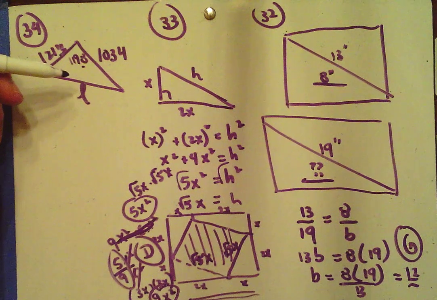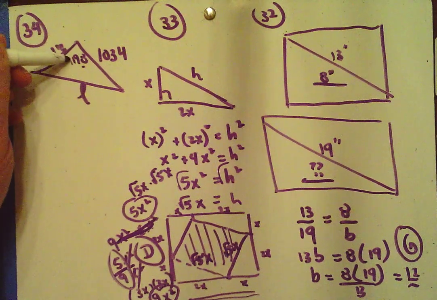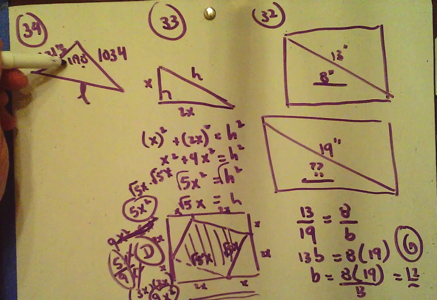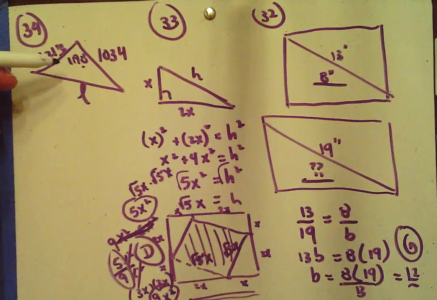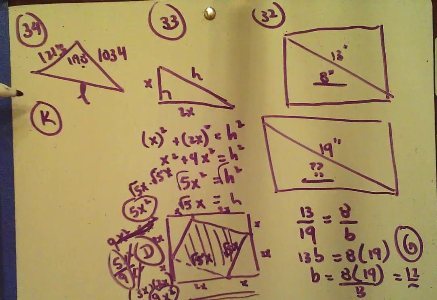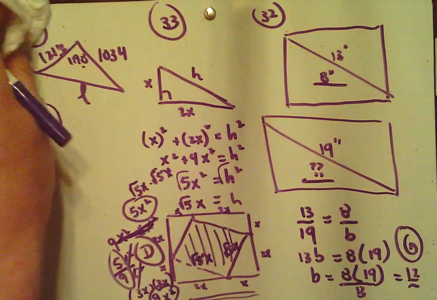The ratios of the sides of a 30, 60, 90 and the 45, 45, 90 won't help me because this isn't one of those angles. This isn't 45, 45, 90 or 30, 60, 90. And so I'm left with law of cosines. Now, they don't ask me to use the law of cosines. They just asked me to identify that I needed the law of cosines here. Okay, let's move on to 35.